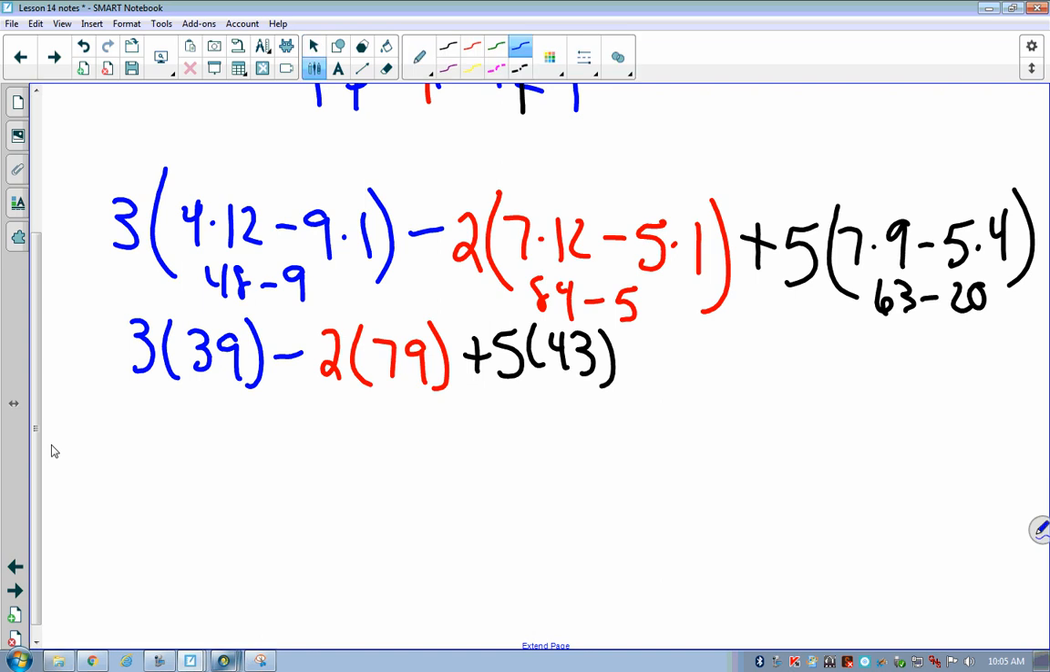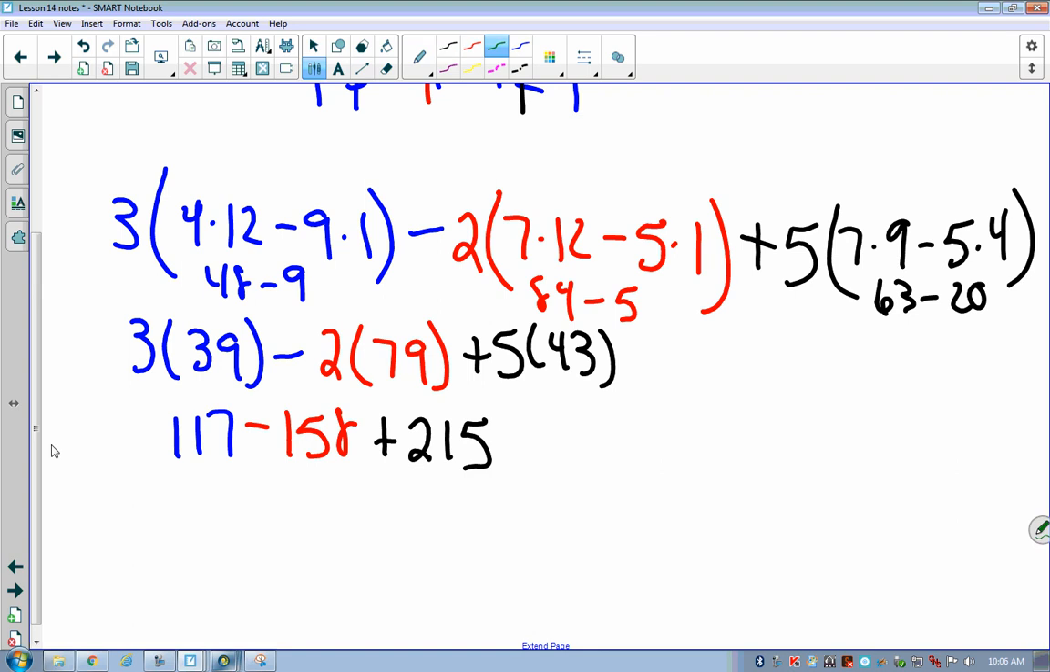3 times 39. 117. Okay, take your word for it. Negative 2 times 79. Negative 158. Plus, what's that, 135? Wow, I was way off. 215? All right, now I'm doing 117 minus 158 plus 215.